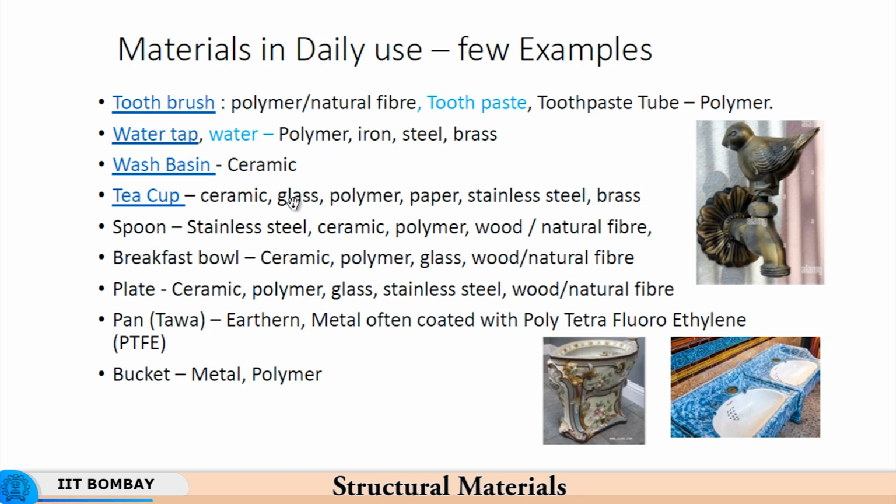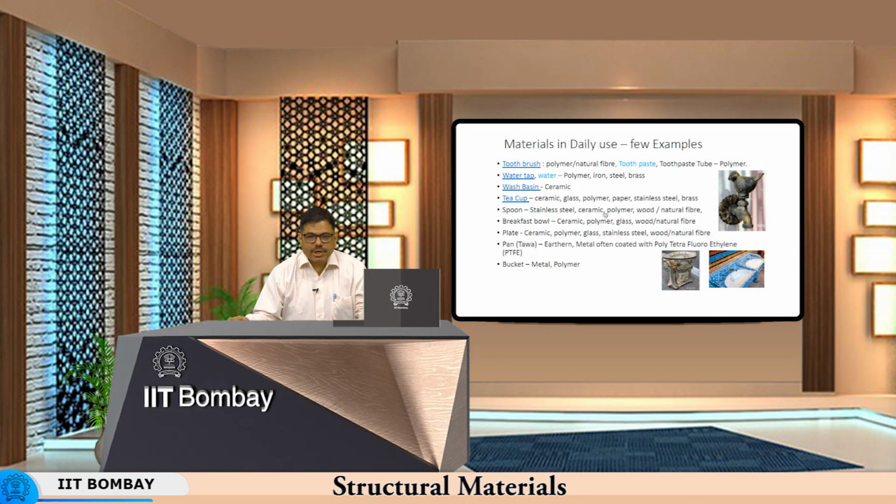Polymer and paper are used for teacups at food stalls and things like that, where the functional part of it is important, namely that it should contain the tea until you have finished drinking it, and it should be disposable. So, these are also structural materials. Polymer and paper are still structural materials, because you would like them to hold the amount of tea at a certain temperature, and therefore the structural properties come into play.